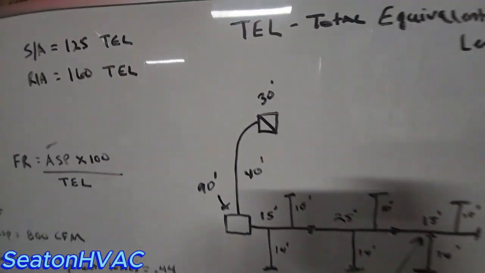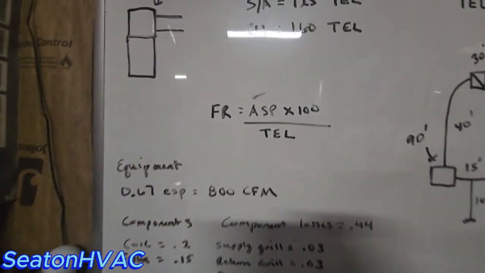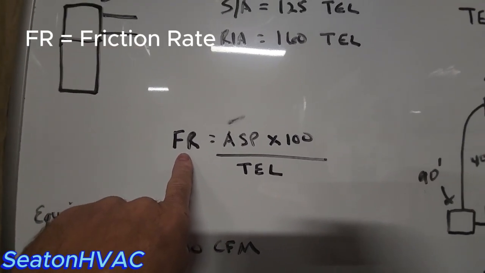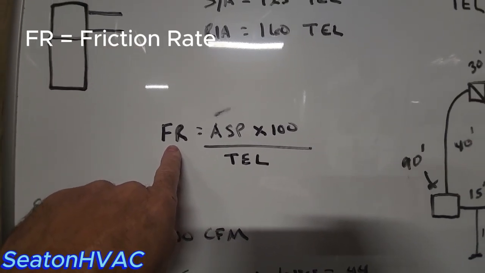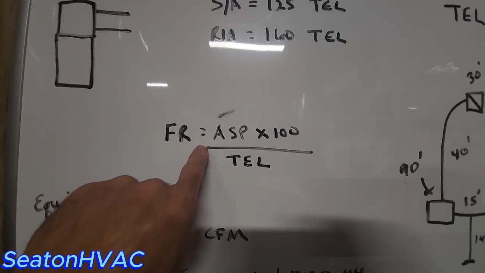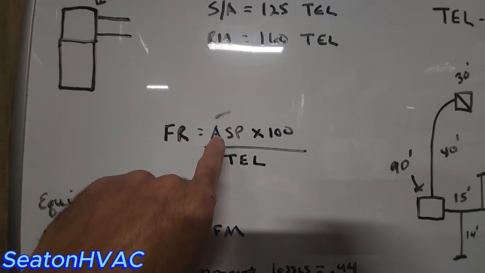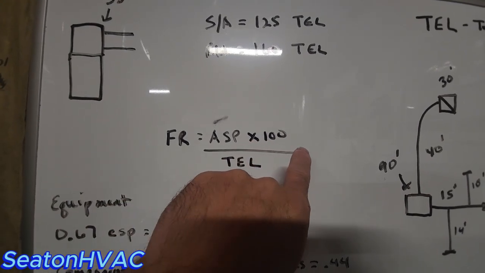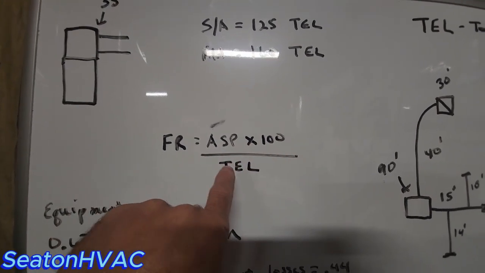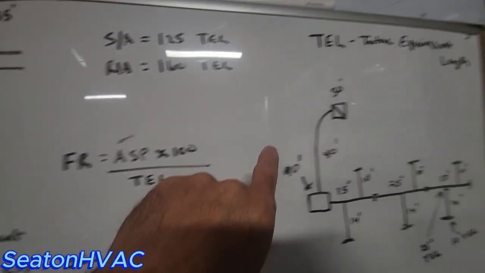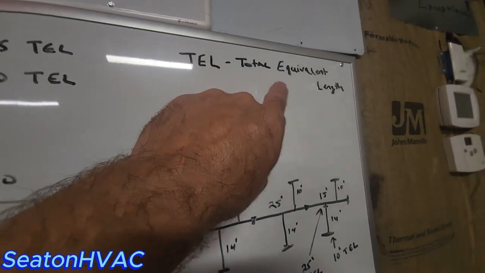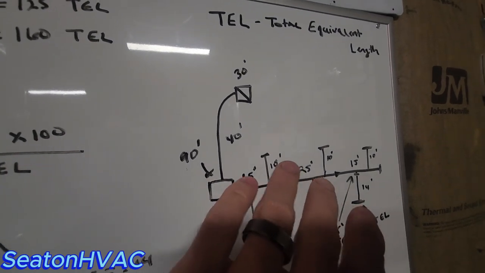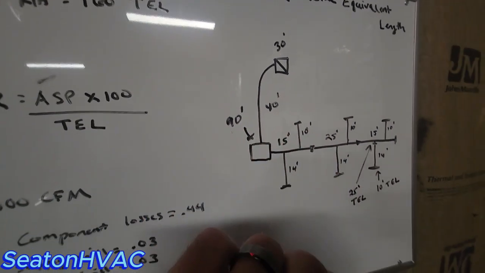So that's over here, and we're going to get to all this stuff too. This is the friction rate. This is what you're going to pick on your ductulator, your slide rule. The friction rate equals your available static pressure times 100 feet of equivalent duct, divided by your total equivalent length, the TEL. How do we determine that? Let's go over here to our components.